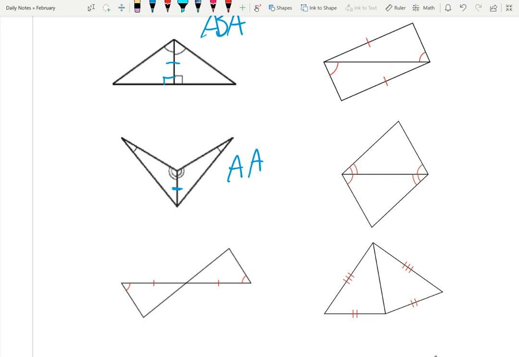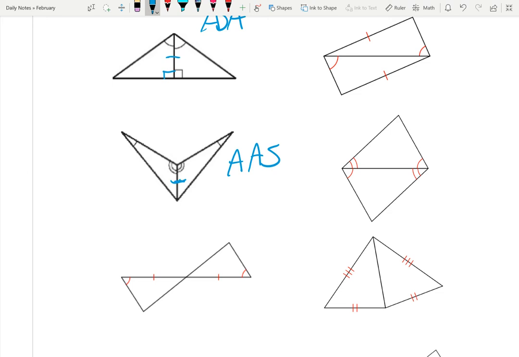So what we have here is angle, angle, side. You could also, of course, say side, angle, angle. It would mean the same thing, so it would be fine. I'm gonna leave that little tick mark there.